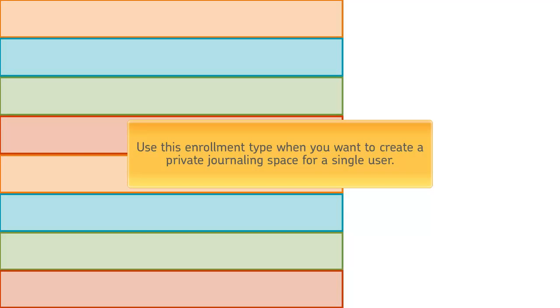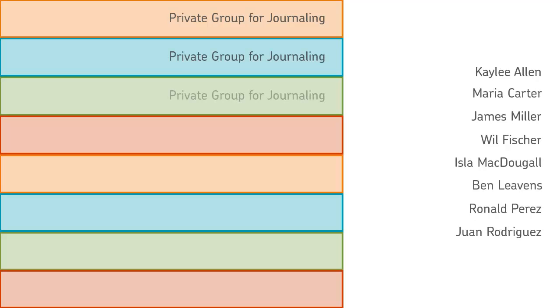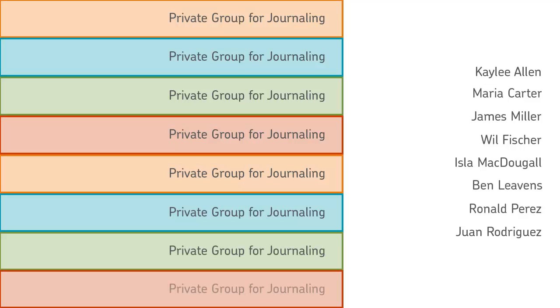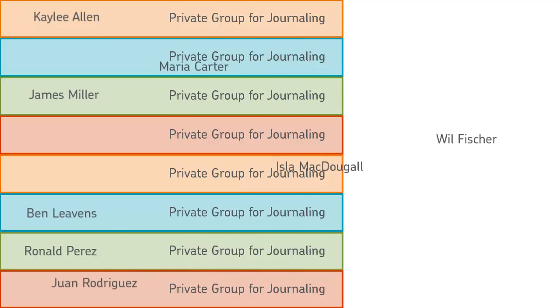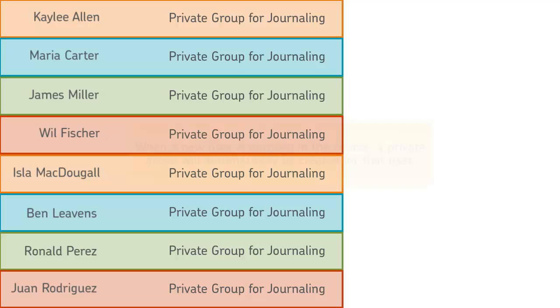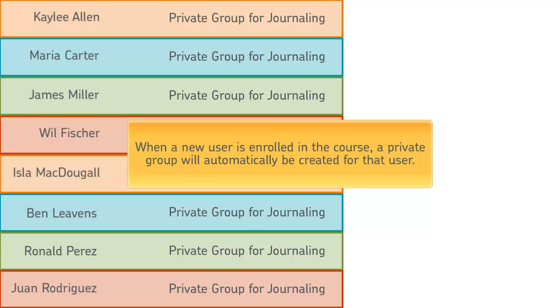Use this enrollment type when you want to create a private journaling space for a single user. For example, your class is doing an individual research project. One of the requirements is that learners keep a journal along the way so you know their project is on track. You choose the single user member-specific group type to create a group for each user enrolled in your course. When a new user is enrolled in the course, a private group will automatically be created for that user.